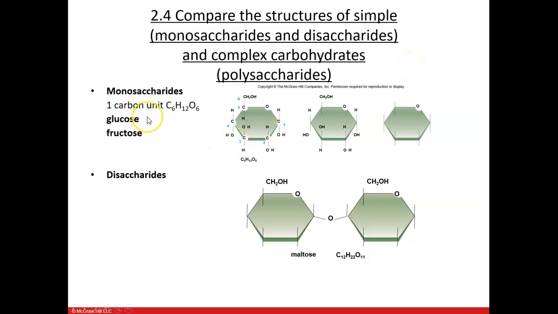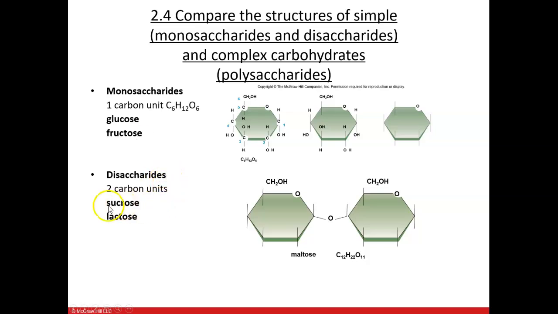The two monosaccharides that you probably hear the most about are glucose and fructose. And the most common disaccharides you hear about are sucrose. Well, let me just back up. Glucose is our blood sugar. Fructose is a sugar found in a lot of fruit, although some have other sugars too, but most fructose comes from different fruits.